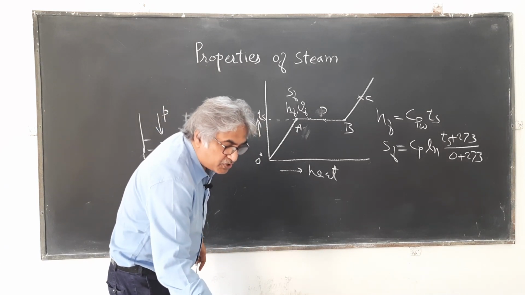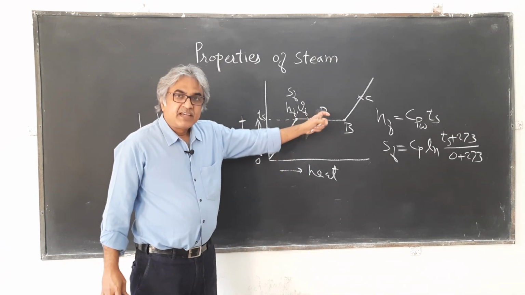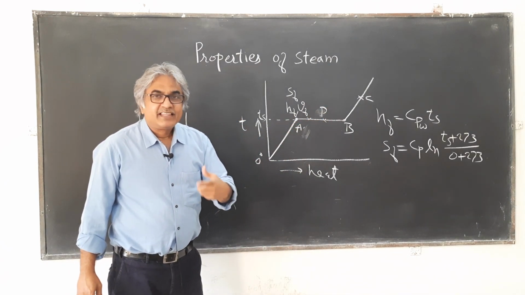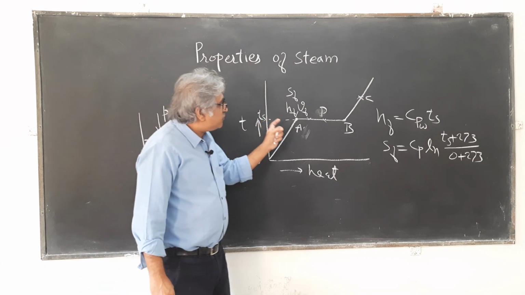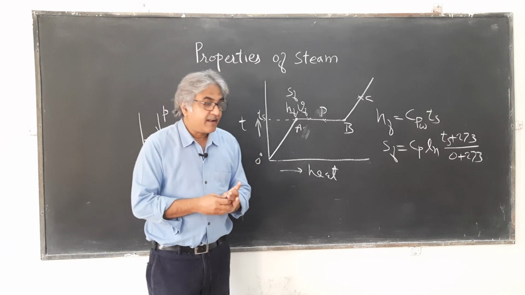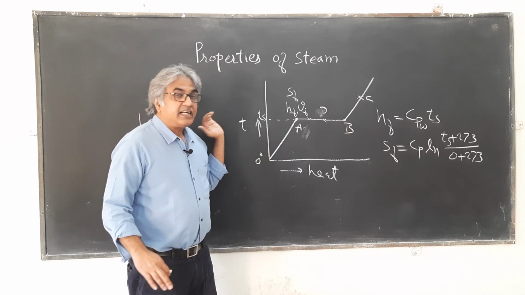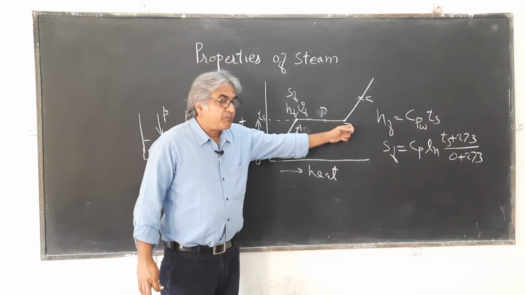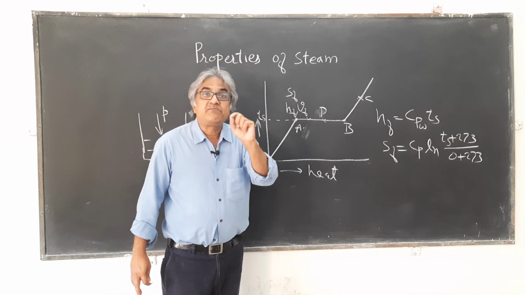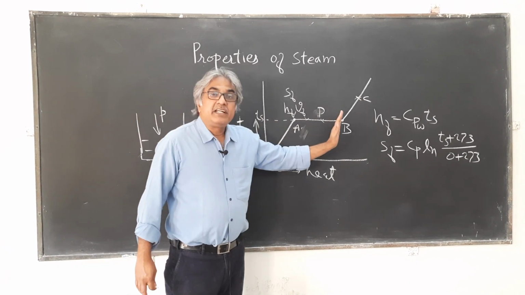Now let's come to point P. Say at point P the steam is wet. As you move from A to B, the steam becomes drier and drier, and here the steam will be completely dry, but still it is at saturation temperature. So point B is the dry saturated steam condition. Point A is the saturated liquid condition. In between it is a mixture.